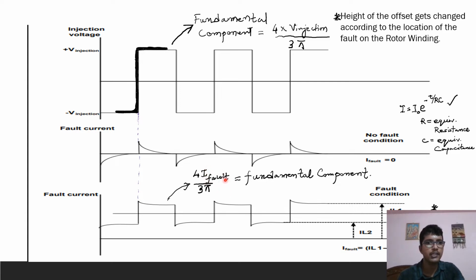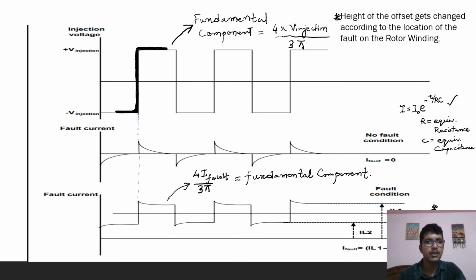But what is I fault here? That needs to be known. I fault is equal to, what we have done is, since this capacitive effect is active for a short time, we have taken this component and this component. These two components subtracted and divided by 2 will give this amplitude. So when I use this amplitude in the Fourier expression, this becomes 4 I fault by 3 pi. This is the fundamental component.